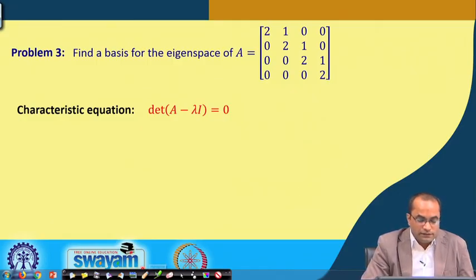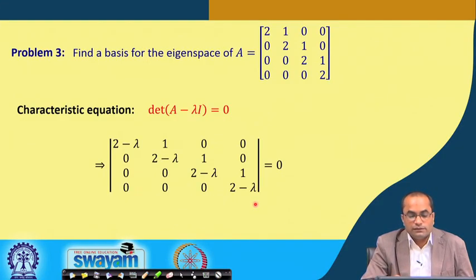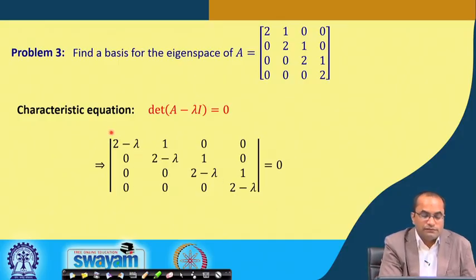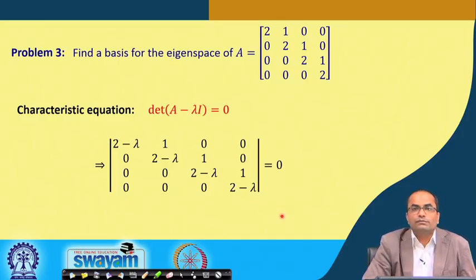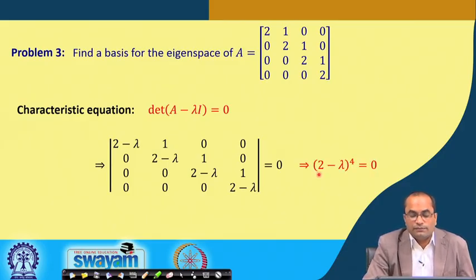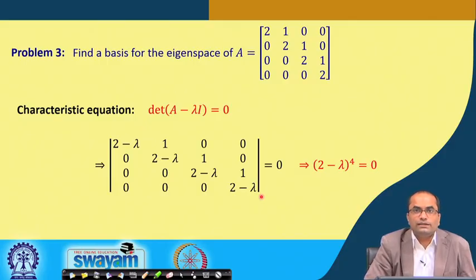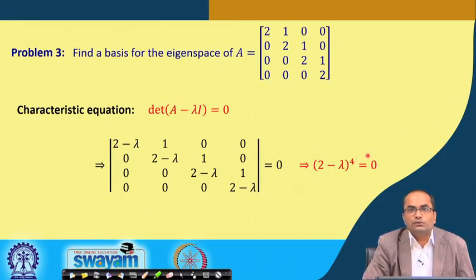So, when we solve for this determinant, we get 2 minus lambda cube, so 2 minus lambda to the power 4, because there are 4 entries here. We will get just the product of the diagonal entries for such matrices. So, we get (2 minus lambda) to the power 4 is equal to 0. This is another special case where all the 4 eigenvalues are the same, and the value is 2.